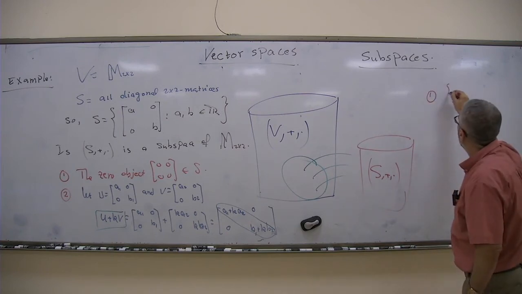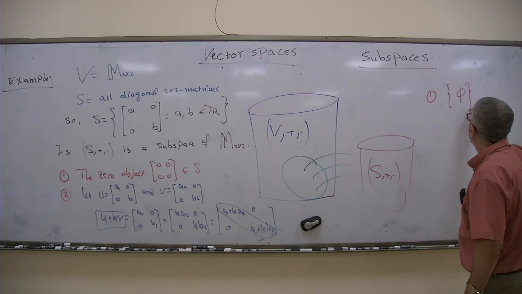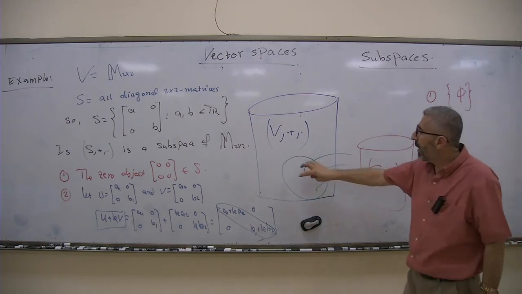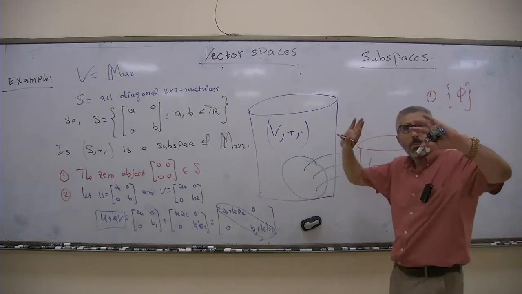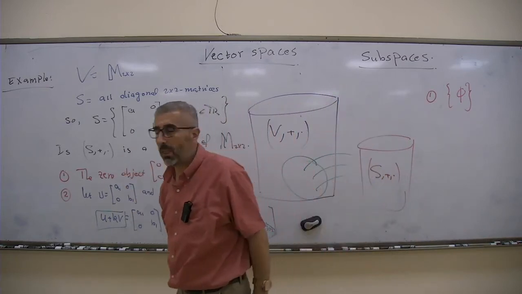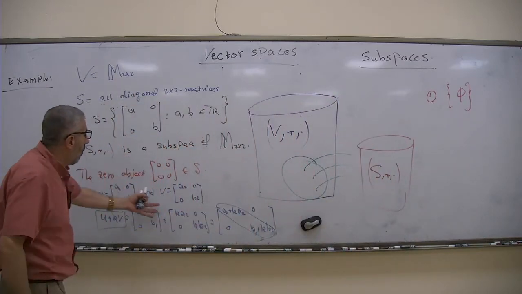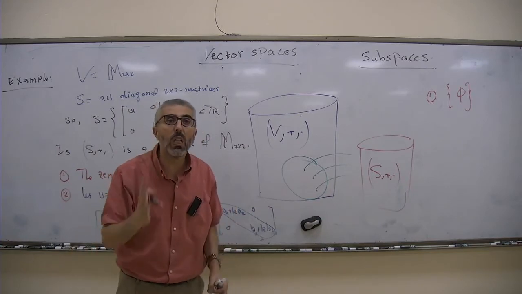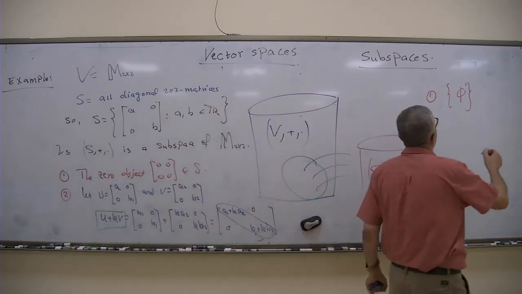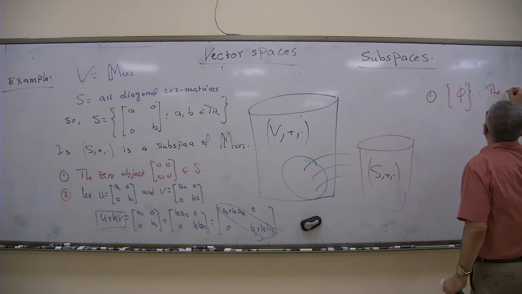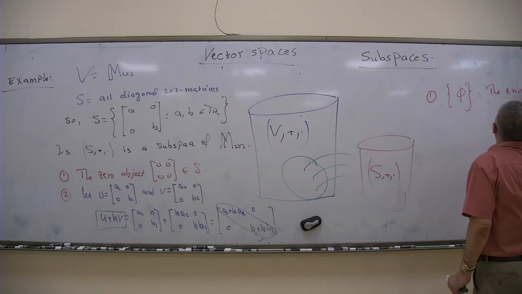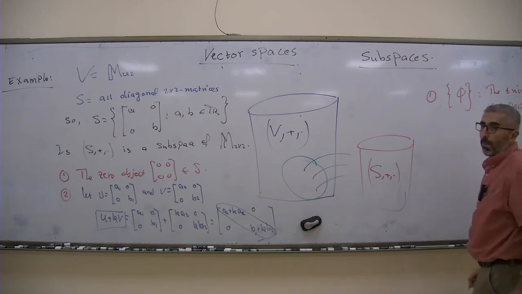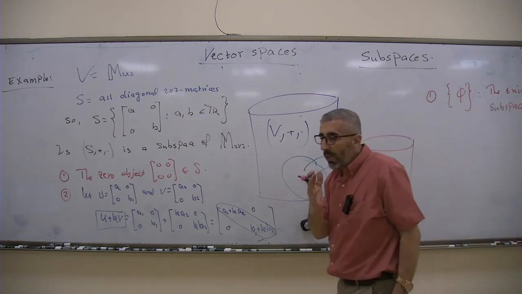Just take the zero object by itself. If you take the zero object by itself, it is going to be a vector space. All the 10 conditions, or all the 3 conditions here, are going to be satisfied, and that is called the trivial subspace. Okay? The trivial subspace.